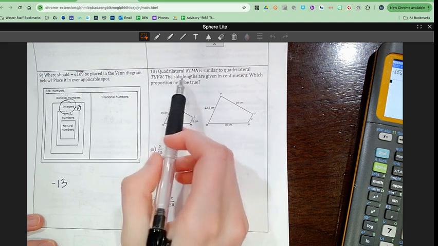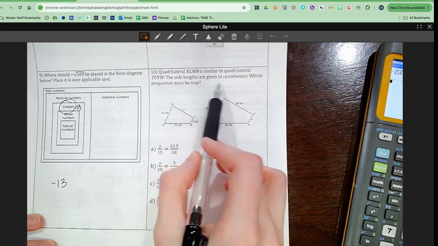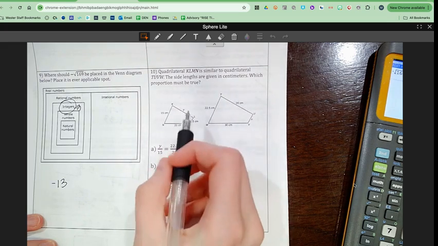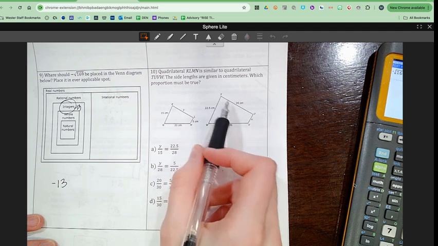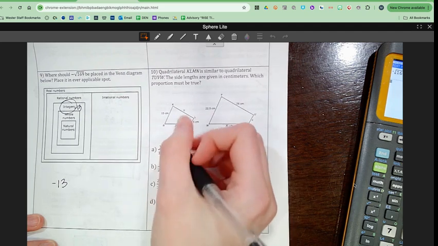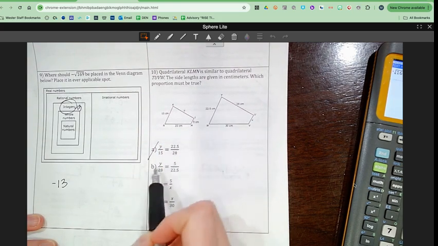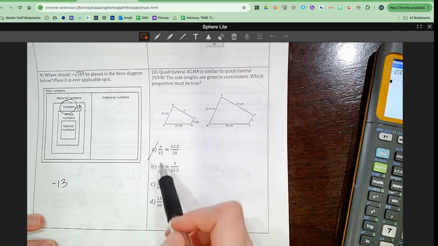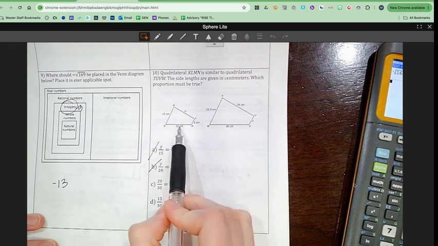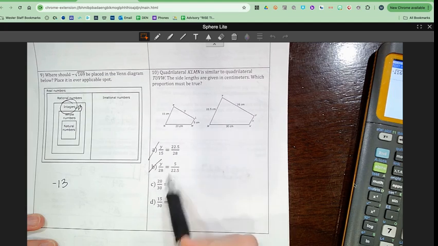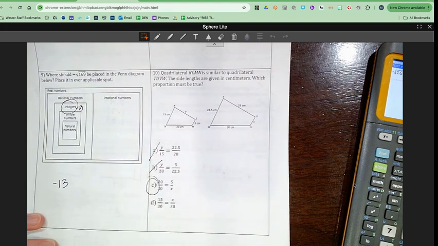Finally, we have quadrilateral KLMN is similar to quadrilateral TUVW. The side lengths are given in centimeters. Which proportion must be true? So we're matching. Y is this side here, okay? Y matches with 28. Oh, well, that's not on the same plane. They're not level, so that doesn't work. Y matches with 5. Okay, so those are from the same shape. So then does Y match with 28? Yep. Does 5 match with 22.5? Nope. 20 is on the bottom. 20 matches with 30. Yep, that works. 5 is on the same shape as 20, and 5 matches with X. Indeed, it should be C.